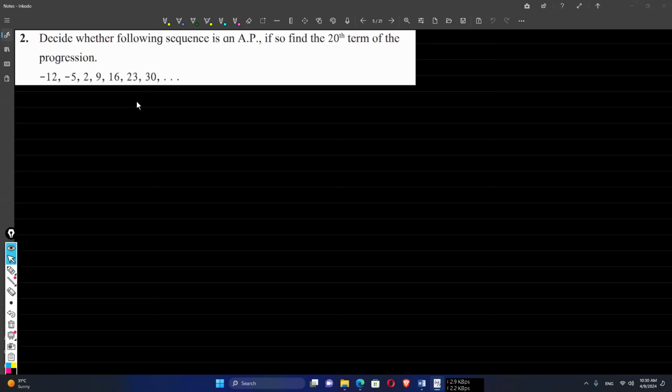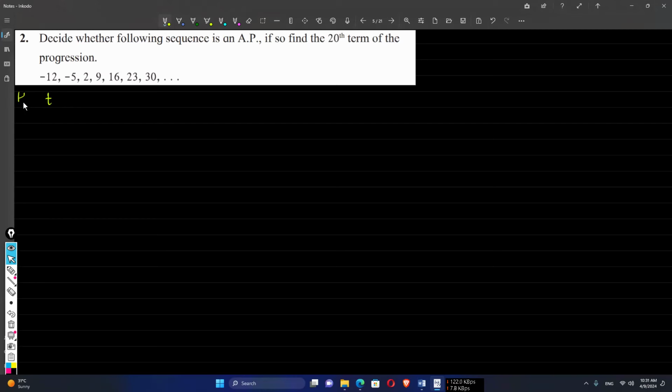Okay, so here is a sequence or progression, and we have to decide whether it is an arithmetic progression or not. We know that if the common difference between any two consecutive terms in the sequence is the same, then the given sequence or progression is an arithmetic progression. So first of all, we have to decide the given terms.